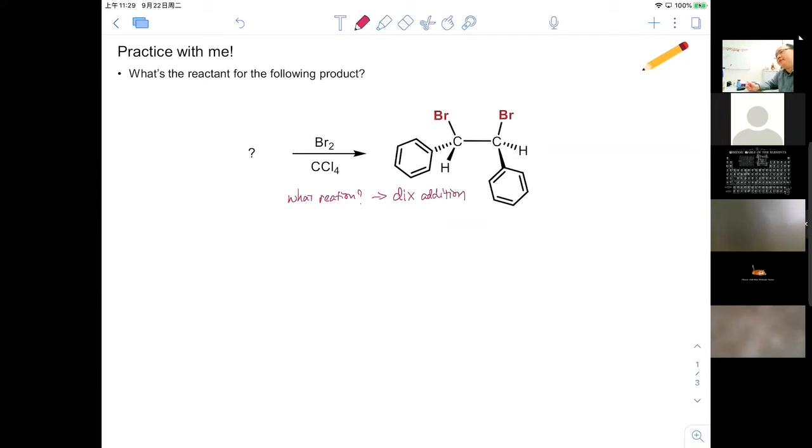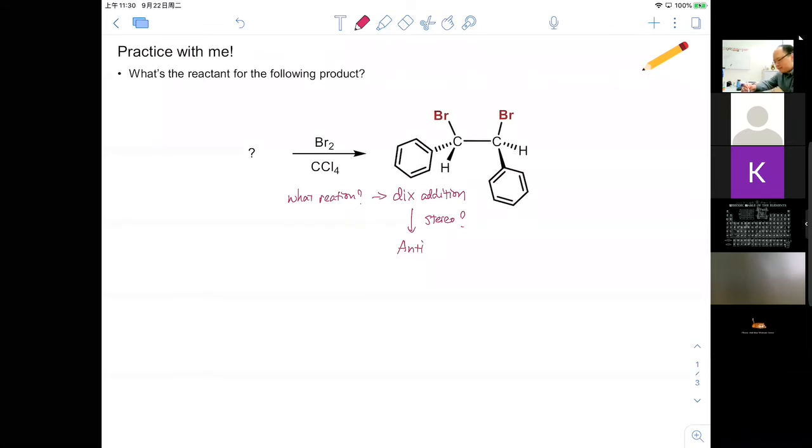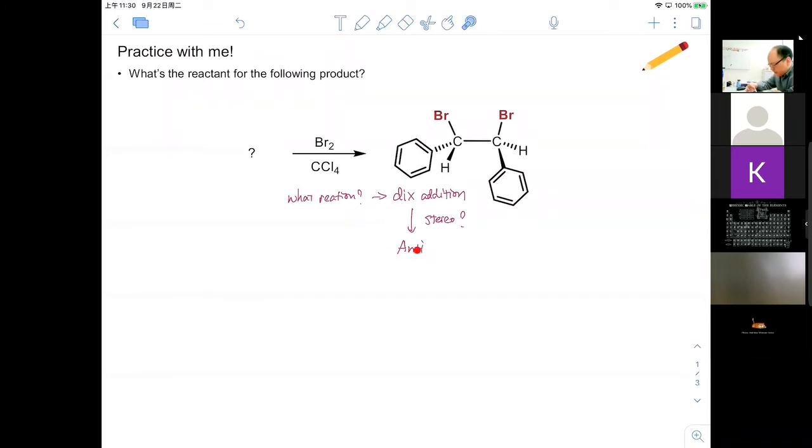Then you need to use your knowledge learned from the class. What's the stereochemistry of dihalogen addition? If you still remember, it's anti. So it's anti addition of two bromines, so the bromides should be anti, right? And if I draw the molecule like this, it doesn't look anti. So we need to rotate this bond to make this molecule look anti.